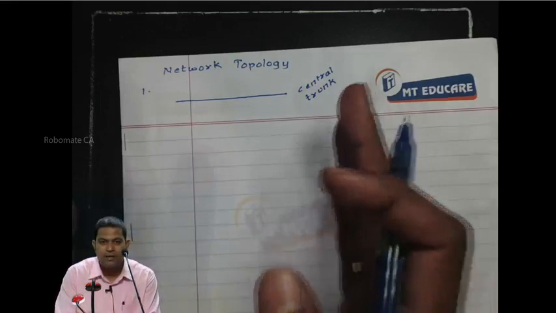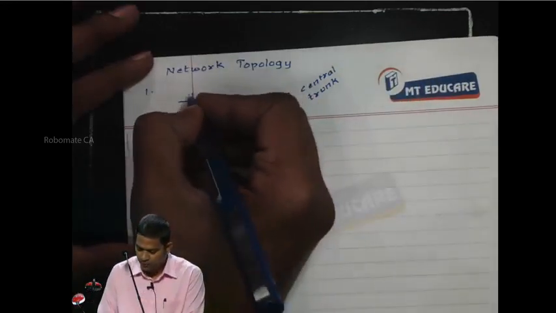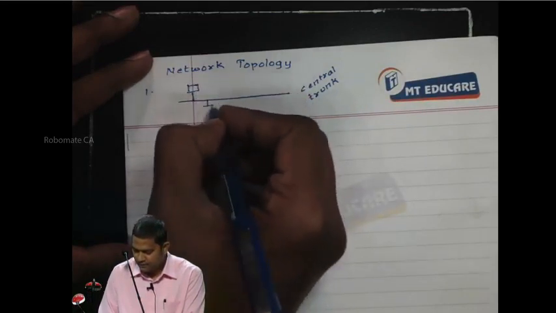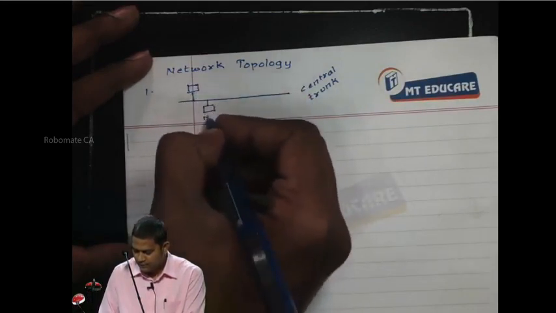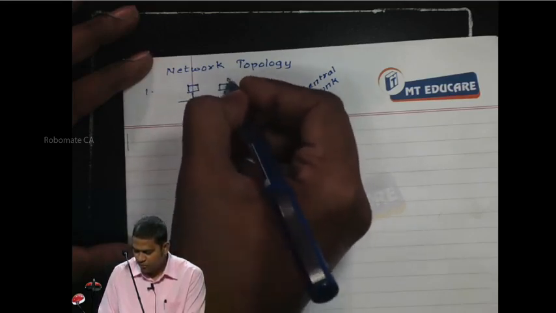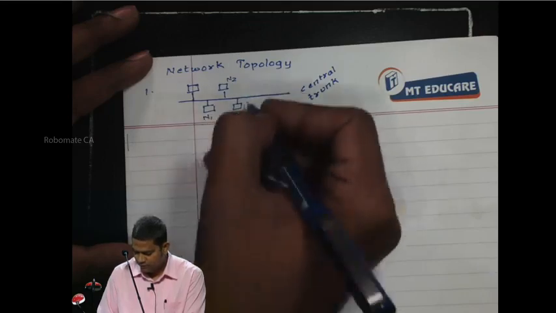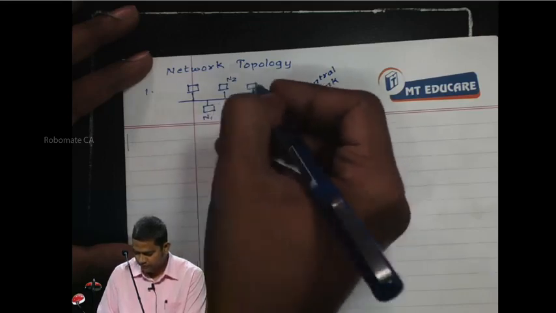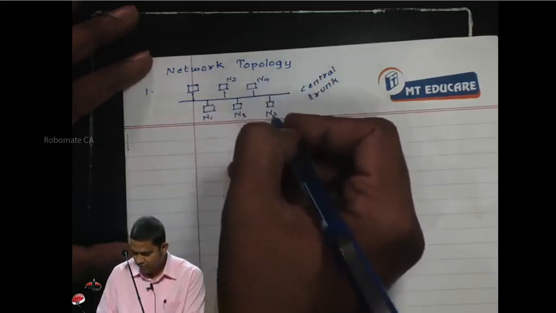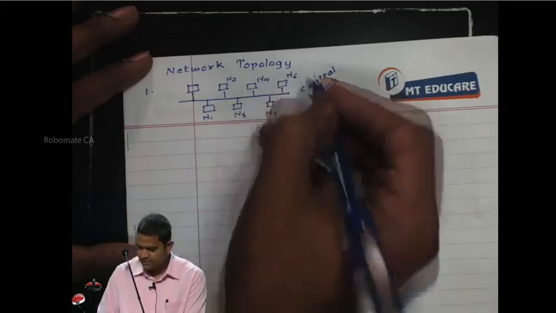Same thing will be happening over here. One particular computer will be connected using a T connector. Then another one. That may be called node 1. Then we have node 2, node 3, node 4, and one more node 5 and one more node 6.